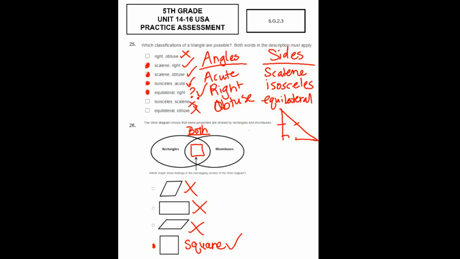All right, that was it. Okay, these are our notes. These are the second half of the notes to help us prepare for our USA. Go ahead and use these notes to help you answer your questions.